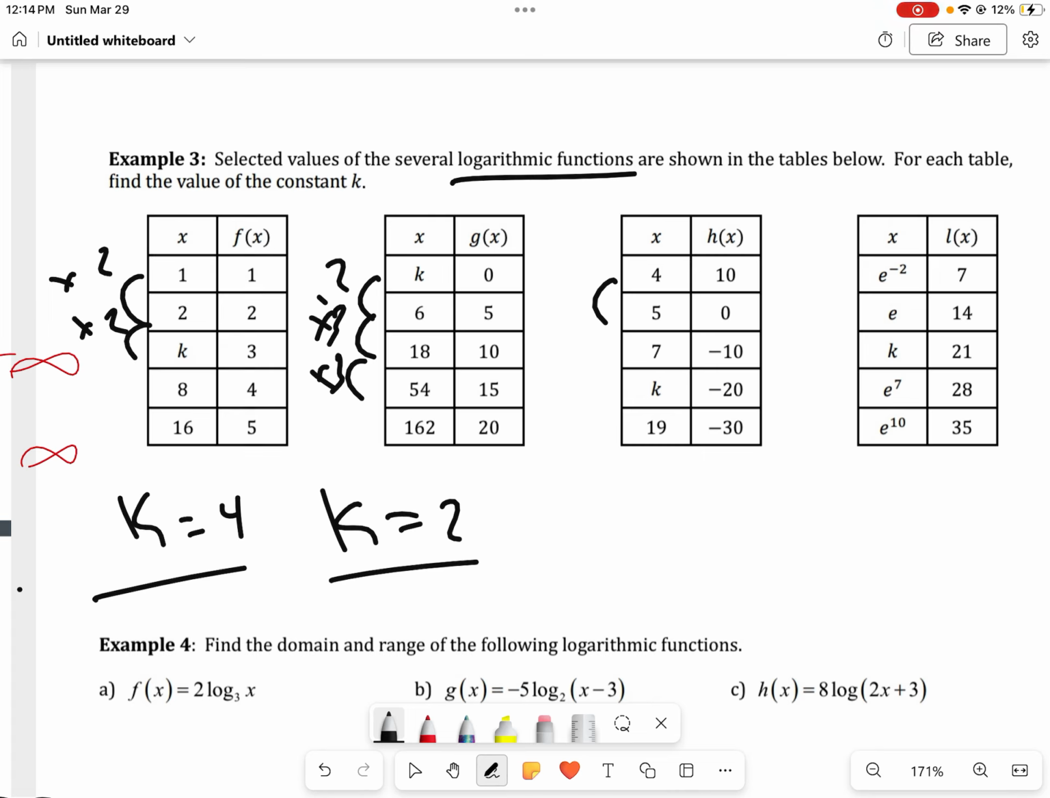Times 1. Maybe it's times 2 minus 3. It is times 2 minus 3. Okay, so it's times 2 minus 3, so it's going to be 8 minus 3 is 5. Times 2 minus 3, 10 minus 3 is 7. Times 2, 14 minus 3 is 11. And then 11 times 2 is 22, minus 3 is 19. Yeah, it works. Okay.